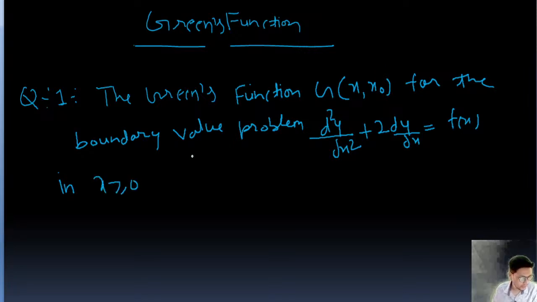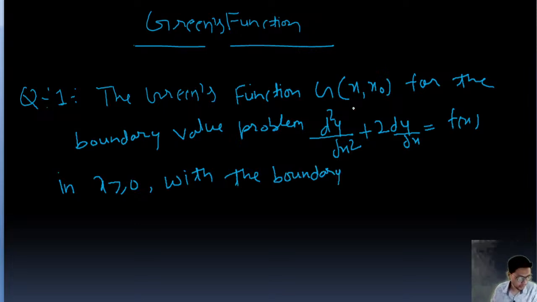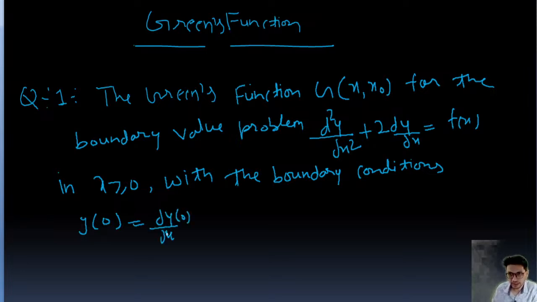in x greater than 0, with the boundary conditions y at x equal to 0 equal to 0 and dy over dx at x equal to 0 equal to 0. This is the boundary condition given. Okay, and options are given, guys.